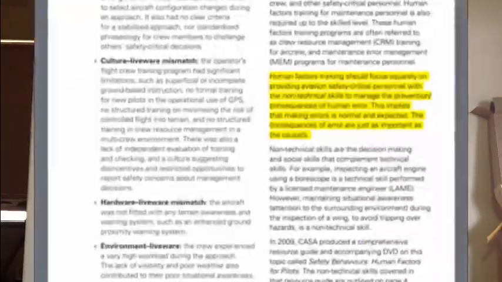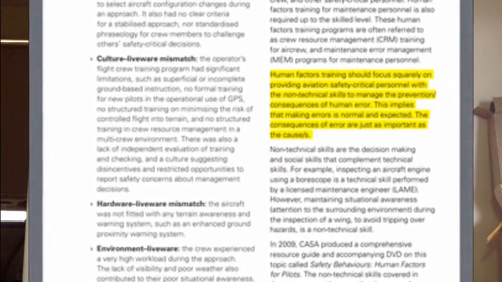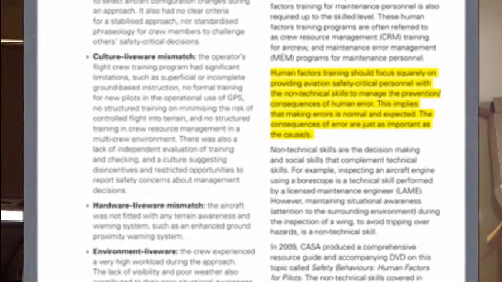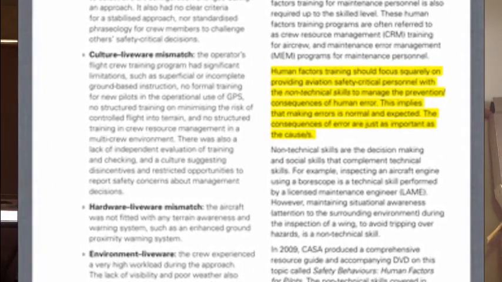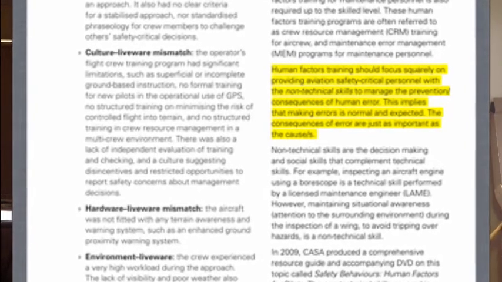A CASA report says, human factors training should focus on providing aviation safety critical personnel with the non-technical skills to manage the prevention and consequences of human error. This implies that making errors is normal and expected. The consequences of error are just as important as the causes. This is just a small sample of the ways in which human factors continue to adapt to new technologies, and going forward it is clear that this will continue.